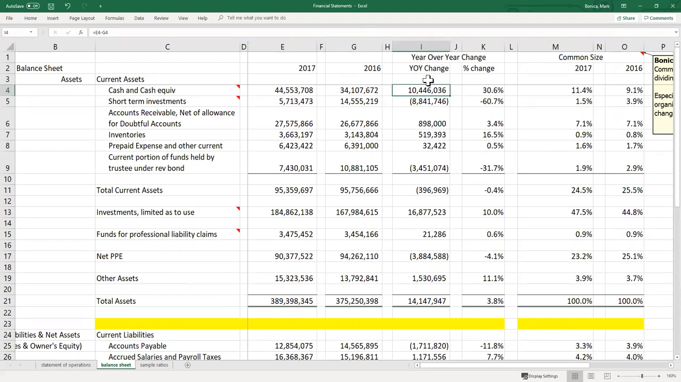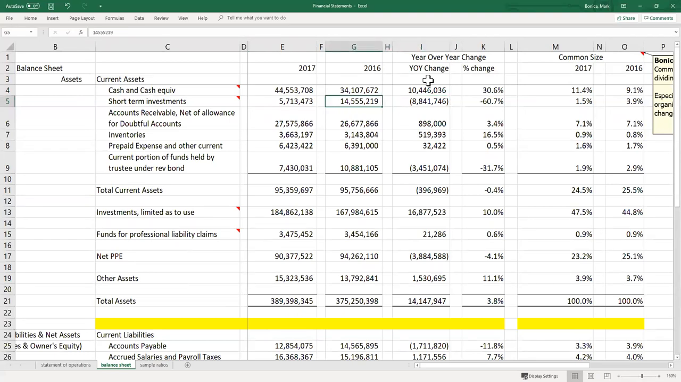It is significant both absolutely as well as in terms of a percent change, right? 30% is a big jump, and it's a big jump on a big number. So that's going to jump out at me. I'm going to ask, okay, why did we jump from $34 million to $44 million in cash? Bearing in mind that cash doesn't earn me any interest. Why would we do that? That's something I'd want to ask the management.